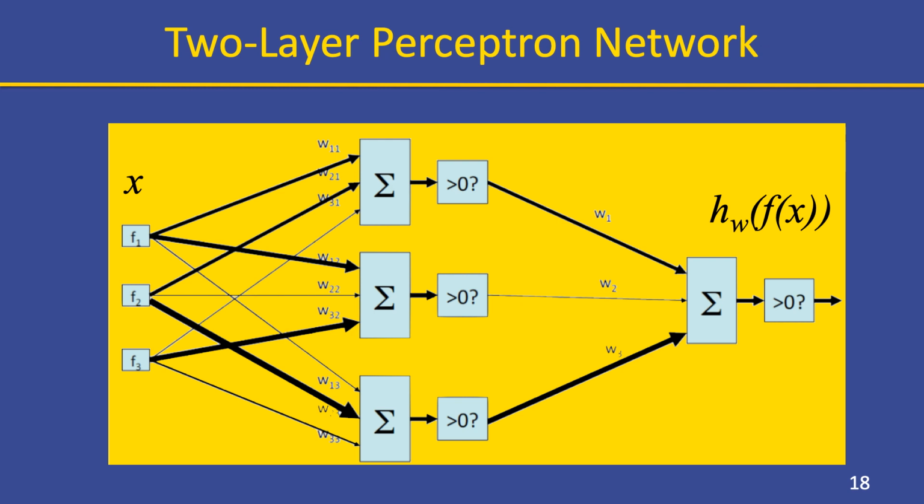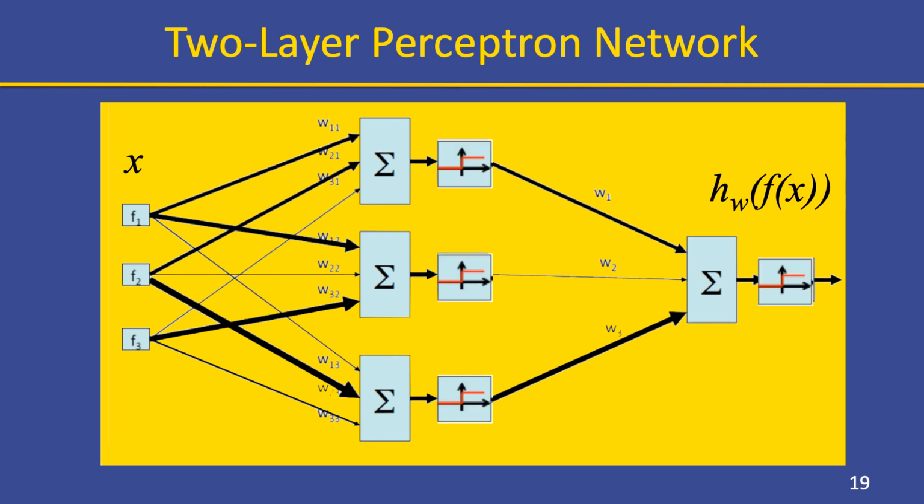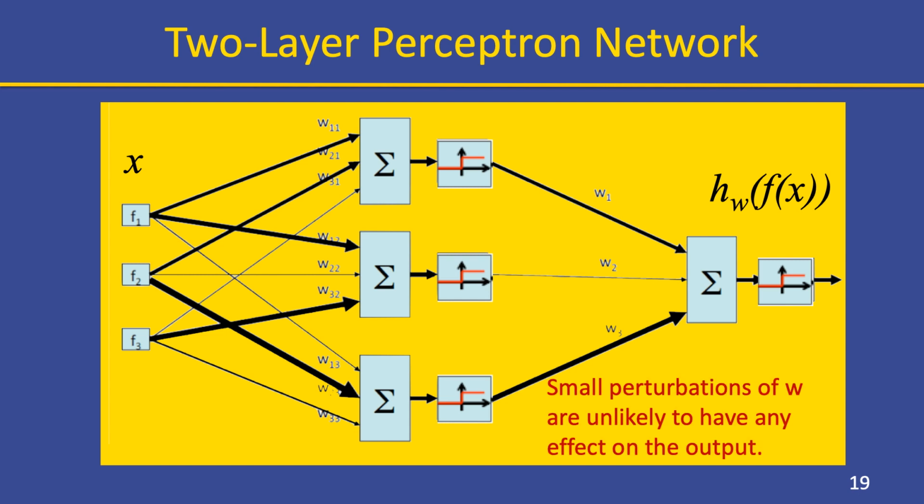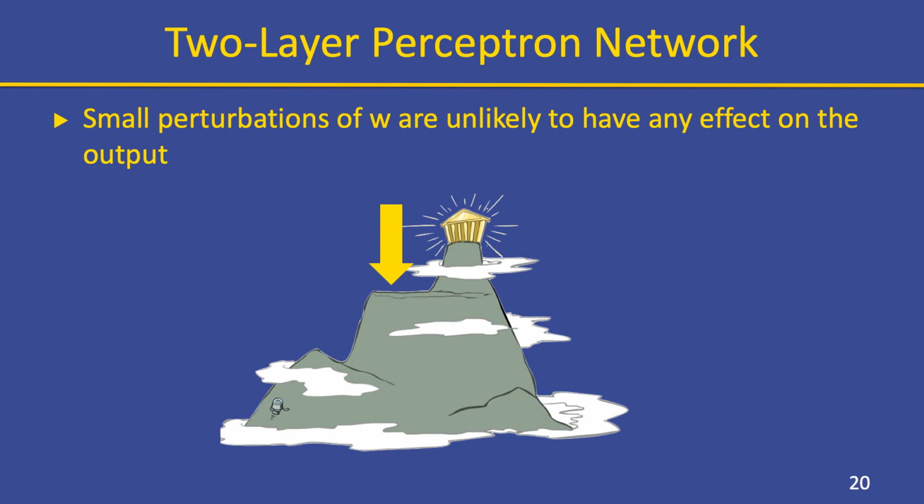Let's take another look at the two-layer perceptron network here. Each of these perceptrons produces an output when the activation exceeds a threshold. Remember, the activation was the weighted sum of the features. So we can model the output of each perceptron by a step function. The output is 1 on one side when the activation exceeds the threshold and 0 on the other. The problem here is that small perturbations of w are unlikely to have any effect on the output. That means that our gradient descent will be stuck on a plateau, on a local minimum.